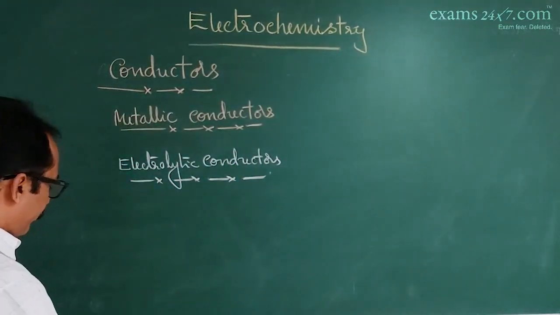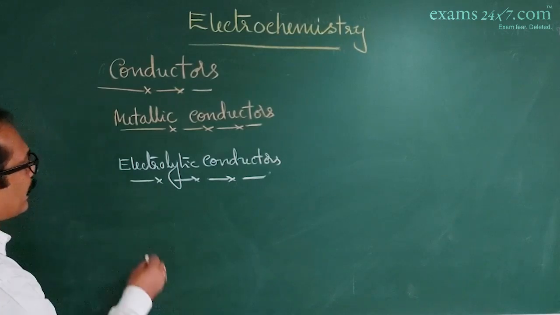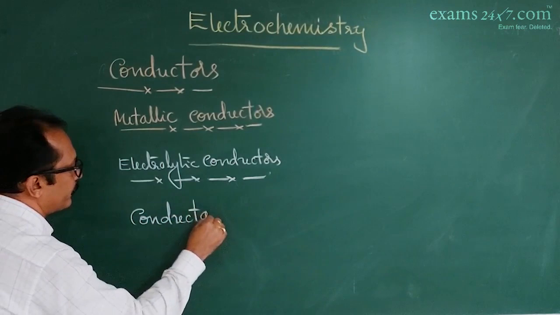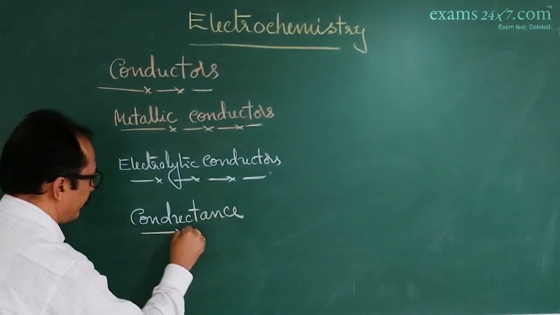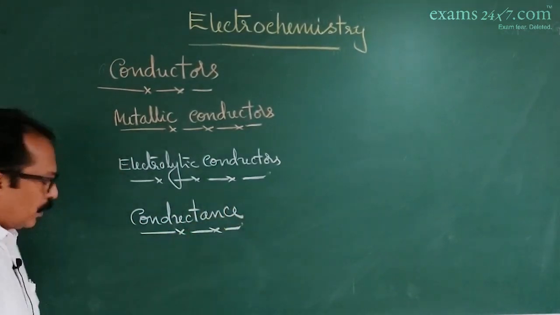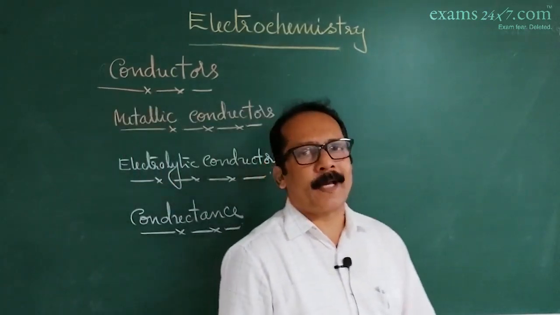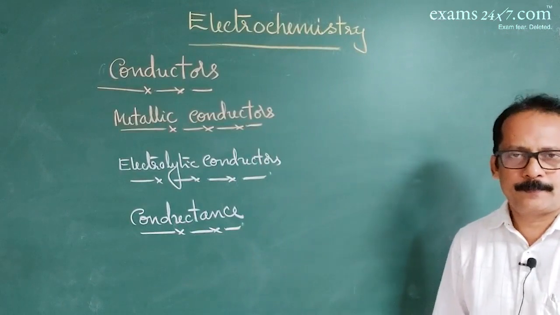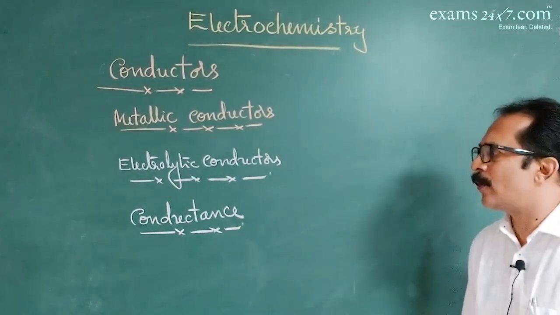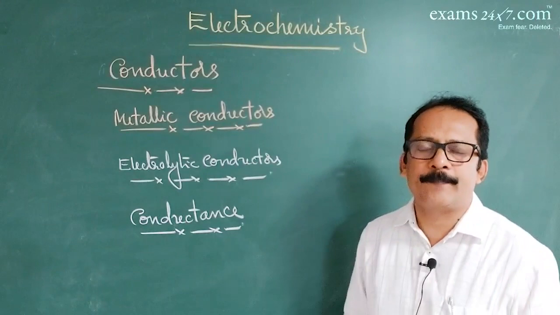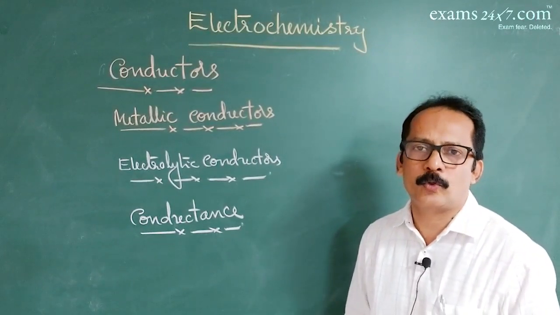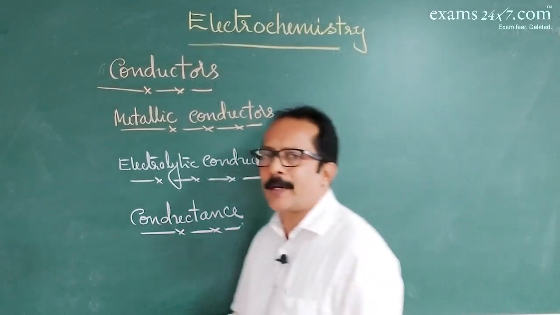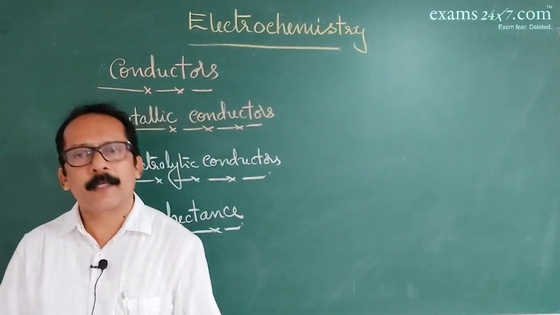Now, next about the term conductance. When a potential difference is applied between two electrodes, the movement of ions takes place towards the oppositely charged electrodes. Negative ions move towards the anode, and positive ions move towards the cathode.